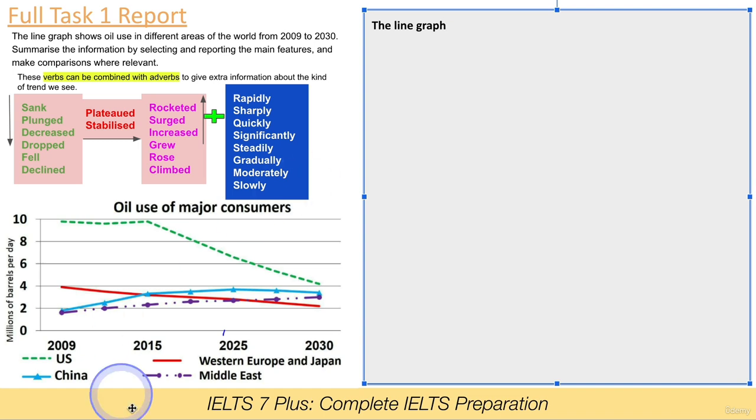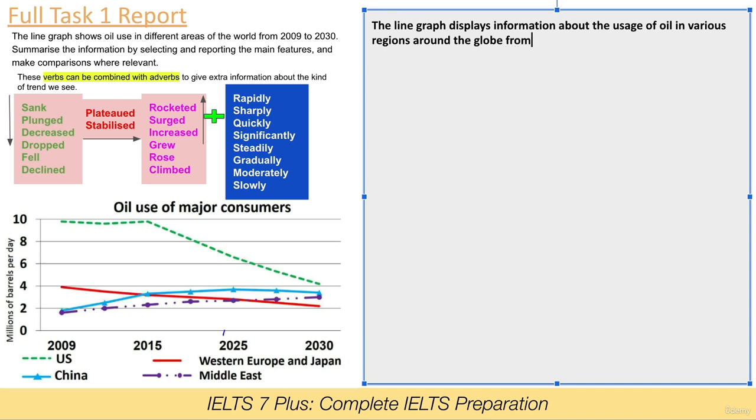So we can say the line graph because that's what it is, a line graph. Maybe displays information. And we're checking our spelling throughout. Displays information about oil. We don't want to lose the meaning again. Oil, about the usage of oil in various regions around the globe from the years 2009 to 2030.